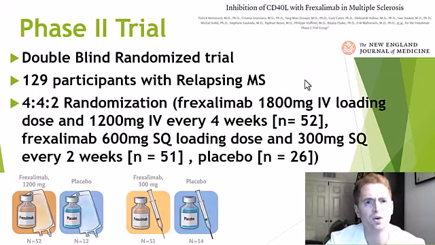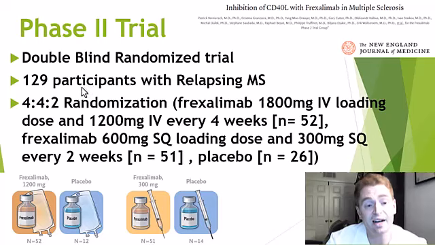This presentation will focus on data in the phase 2 trial published in the New England Journal of Medicine. This is a double-blind, randomized trial, and there are 129 participants with relapsing MS. Now, as you'll see, there is an ongoing phase 3 trial in secondary progressive multiple sclerosis, but right now there's simply no data in progressive MS whatsoever. Now, CD40 is on a lot of different antigen-presenting cells, including dendritic cells and macrophages, which are in the central nervous system and may drive so-called smoldering multiple sclerosis, so this does portend some hope for this drug in progressive MS, but there's simply no data.